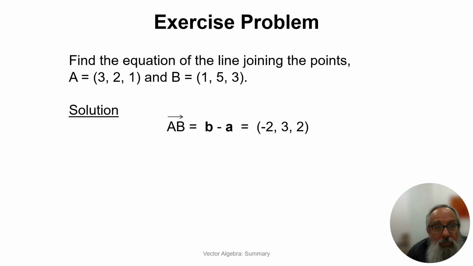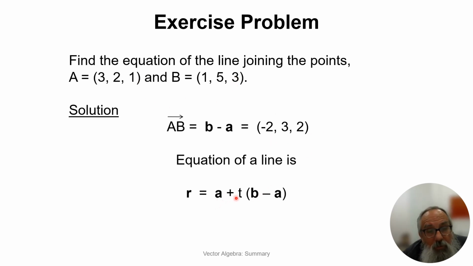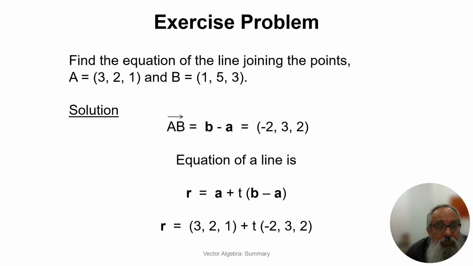Simple example. We need a vector in the line, so we've got a line joining two points, A and B. The vector in the line is B minus A. So 1 minus 3, 5 minus 2, 3 minus 1. The equation of the line is a plus t(b minus a), with a being (3, 2, 1). So that's the equation of a line joining two points. That line in fact goes through the two points, and goes on through infinity.